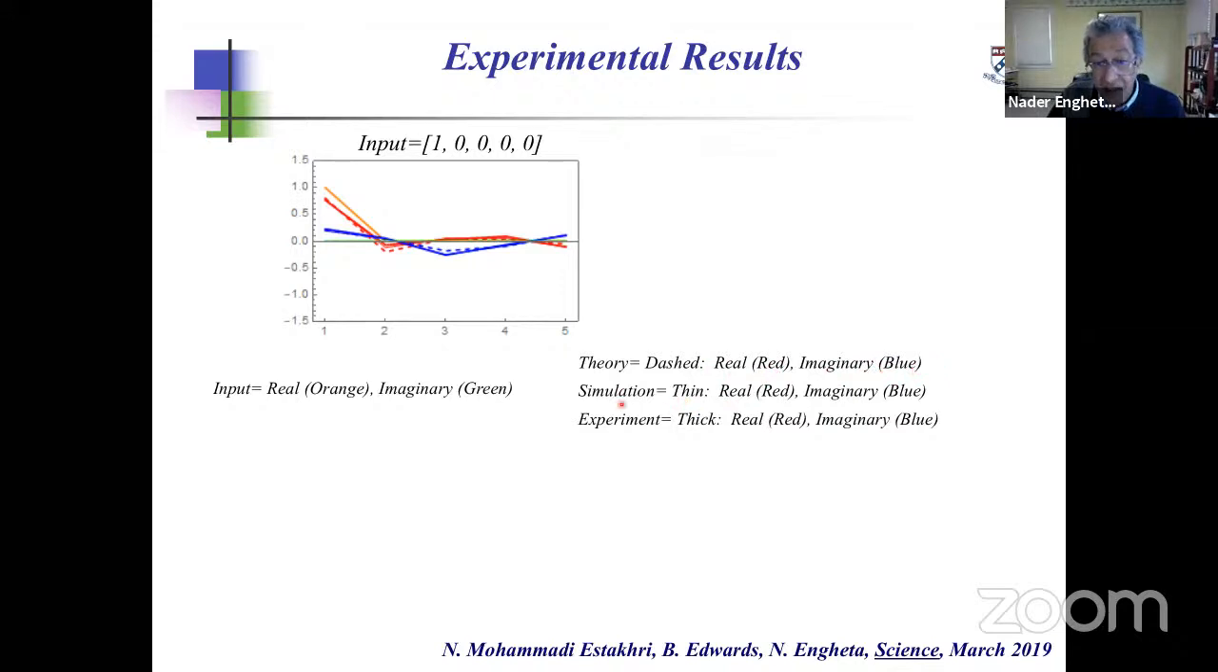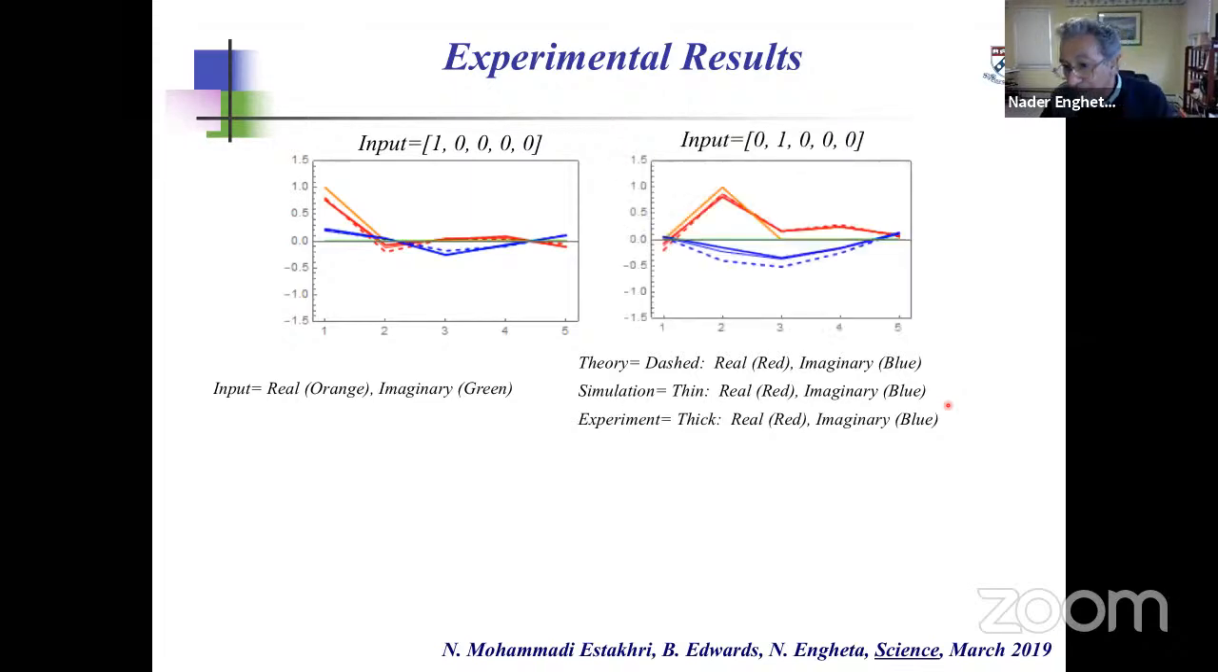The thin one is the simulation, simulating the structure using full wave simulation. The red is the real part, and the blue is the imaginary part. And the experiment is the thick curve that you see there, real and imaginary part. And you see all of them agree quite nicely. So this was very encouraging. This Swiss cheese structure actually is solving the integral equation for us for that kernel with an arbitrary input.